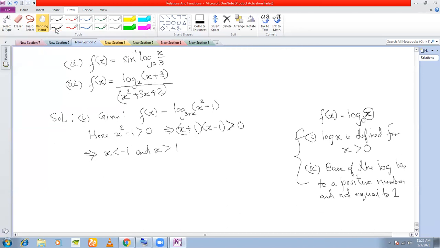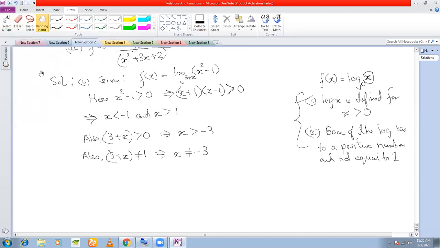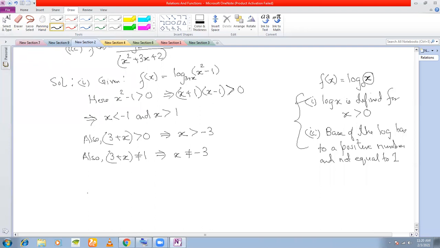And what is the next restriction? The base of the log, 3 plus x, must be positive. That means 3 plus x must be greater than 0, so x must be greater than minus 3. Also, 3 plus x cannot be equal to 1. That means x cannot be equal to minus 3. Right? So x is not equal to minus 3 and x is greater than minus 3. And what else? x does not lie between minus 1 and 1.